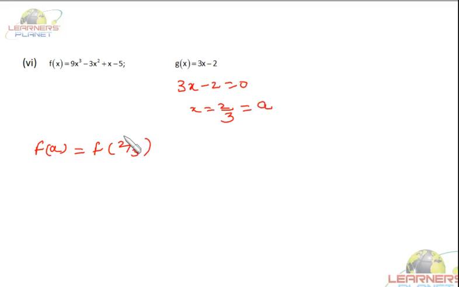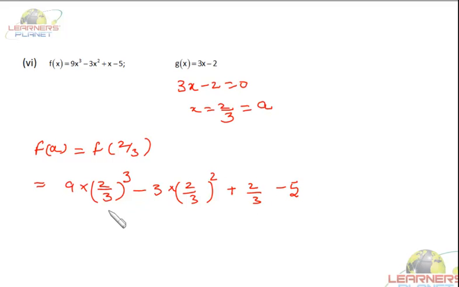So put the value of x as 2 by 3 in this expression. So it is 9 into 2 by 3 cube minus 3 into 2 by 3 square plus 2 by 3 minus 5. So it's 9 into 8 by 27 minus 3 into 4 by 9 plus 2 by 3 minus 5.